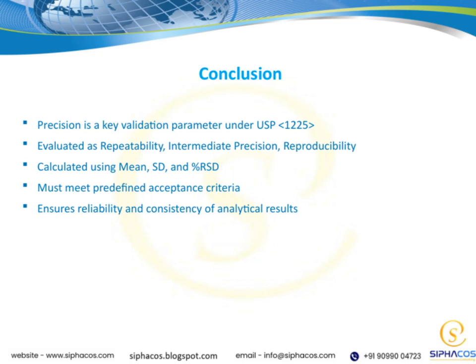Of course, all these calculations must meet predefined acceptance criteria to ensure the method is performing adequately. Ultimately, maintaining precision is crucial because it underpins the reliability and consistency of our analytical results, which is fundamental to quality control and regulatory compliance. This all ties back to the overall goal of ensuring our methods are robust and trustworthy.